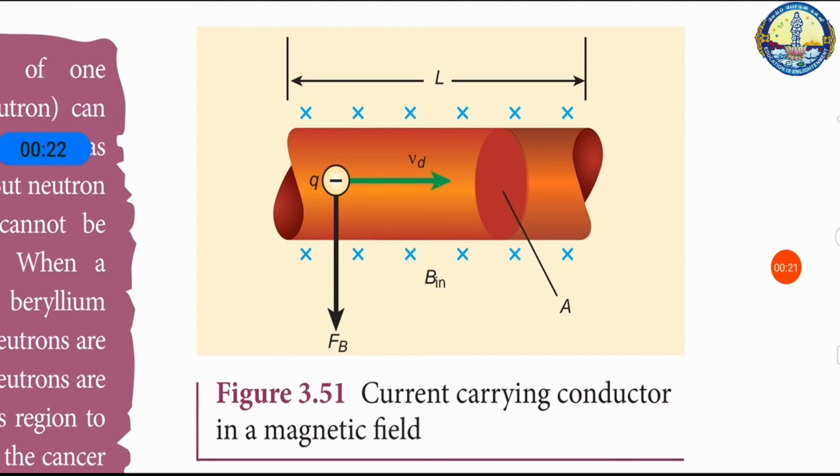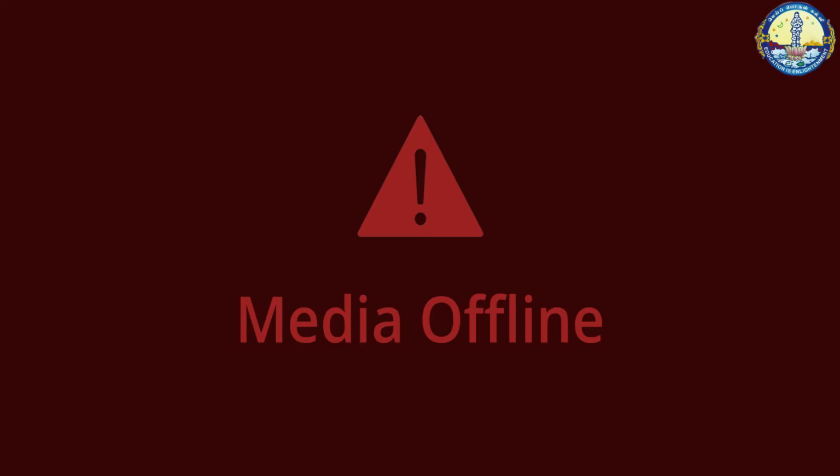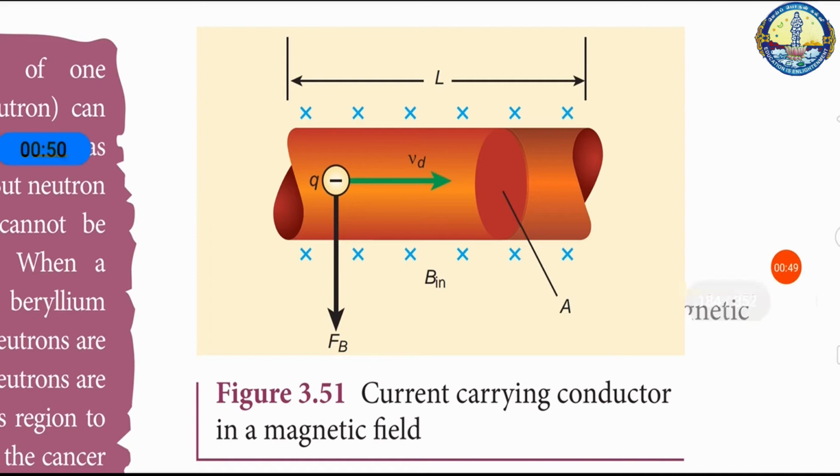The free electrons drift opposite to the direction of the current. So the relation between current I and the magnitude of drift velocity Vd is I is equal to neAVd, where Vd is the drift velocity, n is the number of charge carriers per unit volume, e is the charge and A is the cross-sectional area.